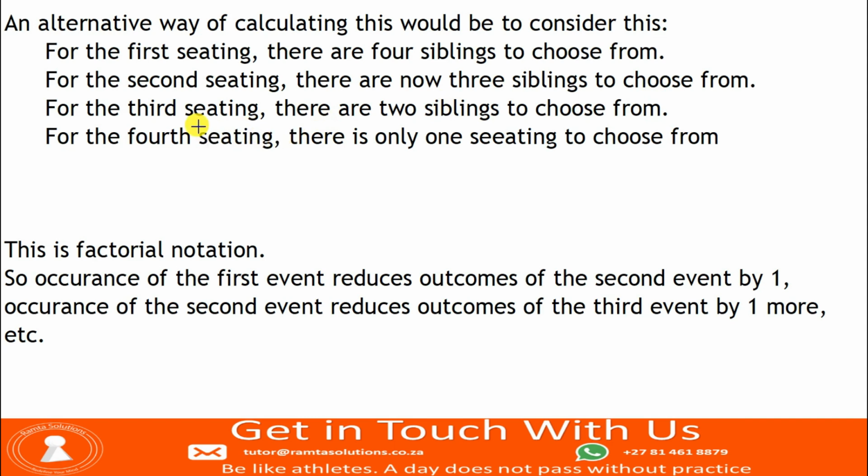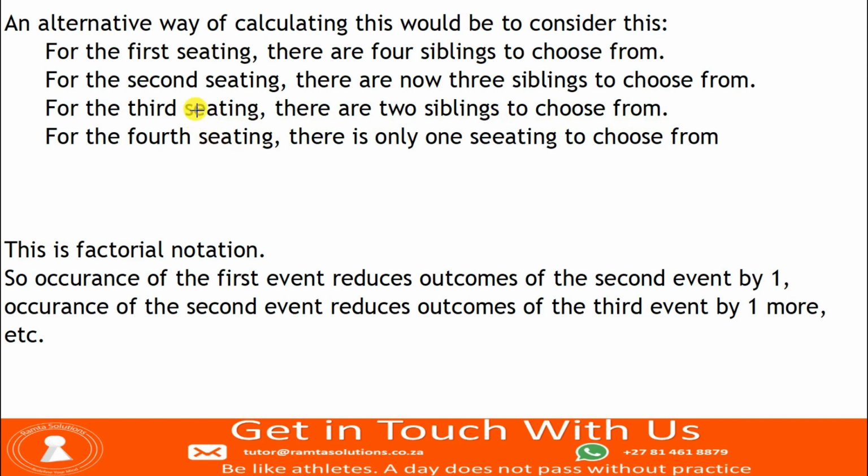Now that means for the third sitting, we are left with 2 siblings to choose from. Now, when one of the 2 that are remaining sits on the third sitting, we are left with 1 who will be sitting on the 4th sitting. So this is basically your factorial notation.